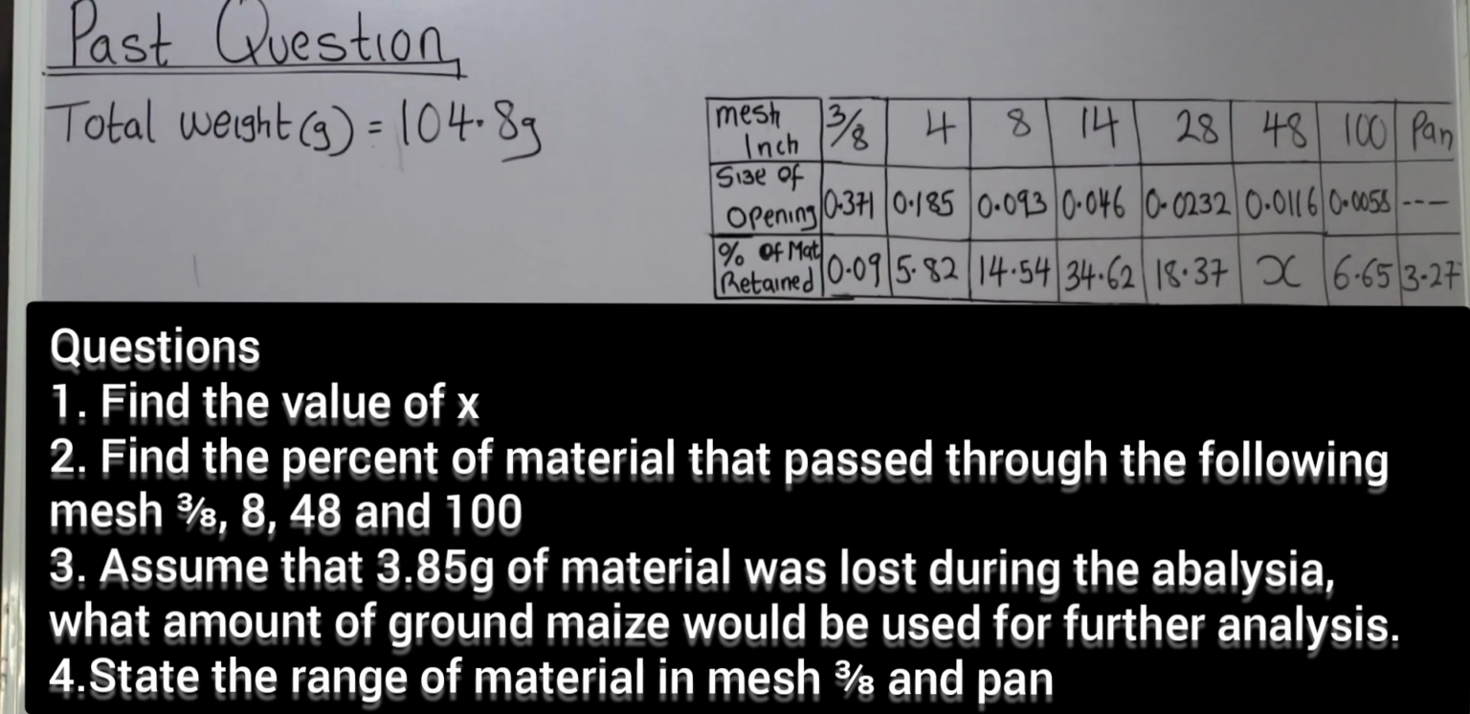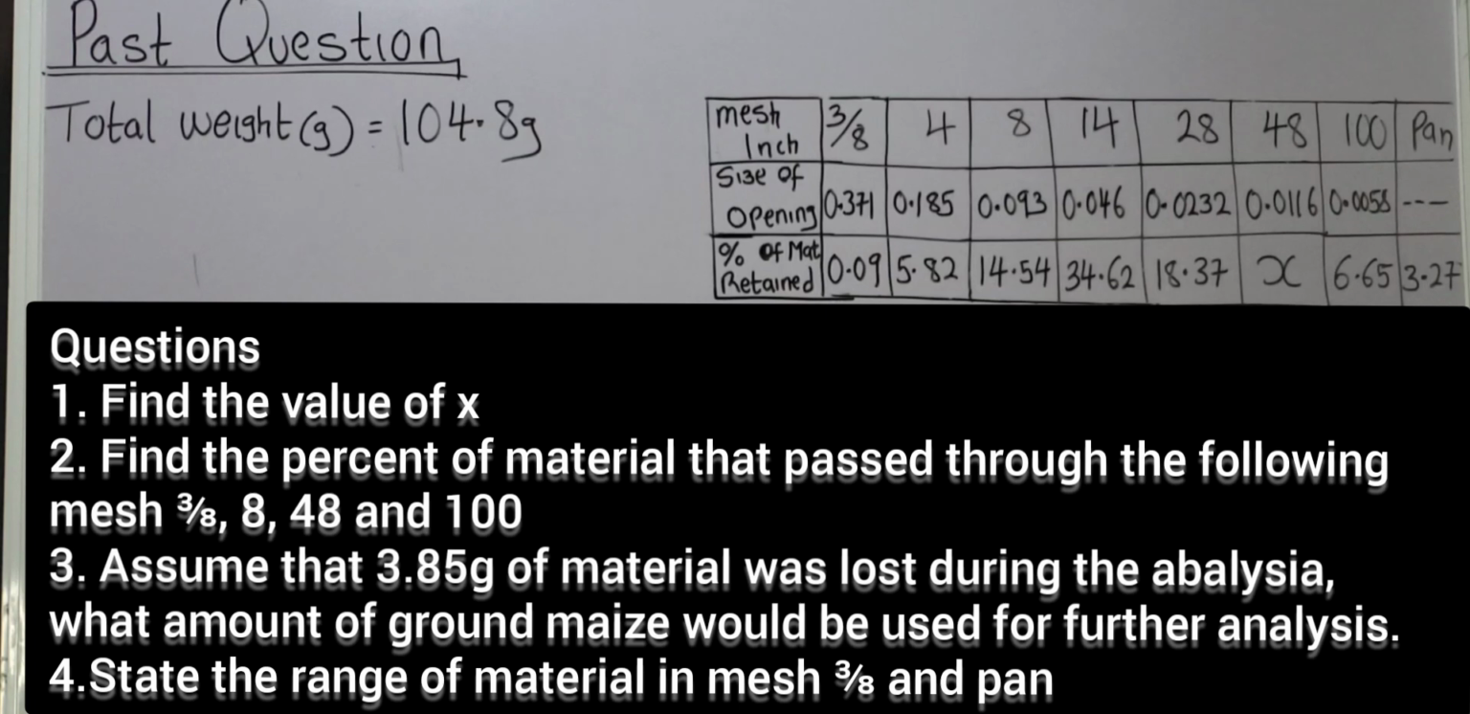Question 3 says, assume that 3.85 grams of materials was lost during the analysis. What amount of ground wheat would be used for further analysis? Now, the fourth question: state the range of material in mesh 3/8 and the pan. You understand? Okay, let's start with the first question.